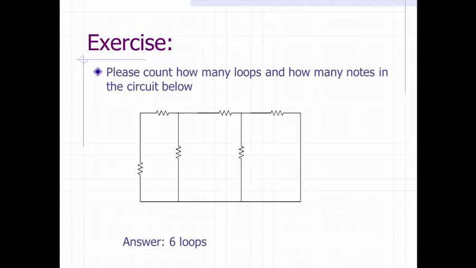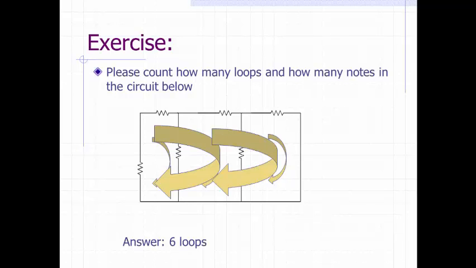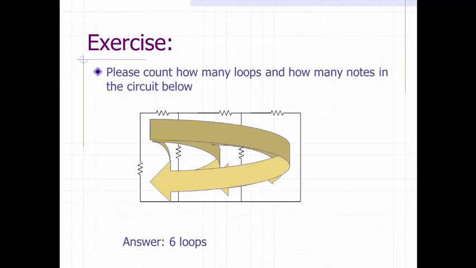Answer, there are 6 loops. Where are the 6 loops located? There's one loop here, and another loop here, 3rd loop, 4th, 5th, 6th.